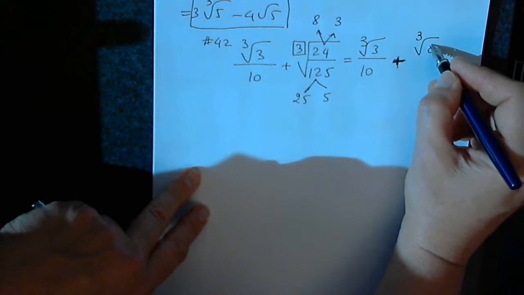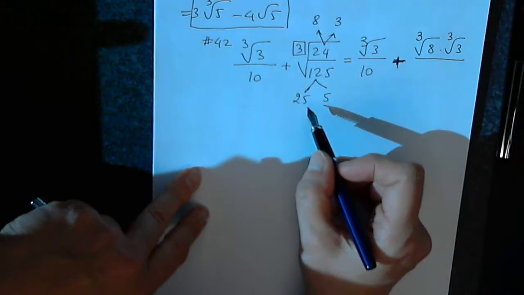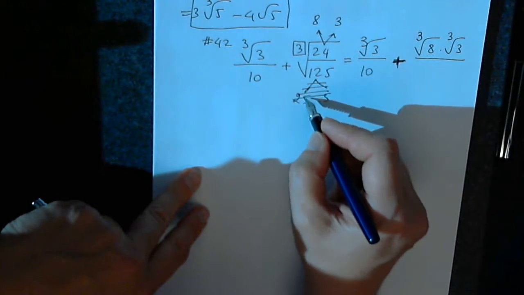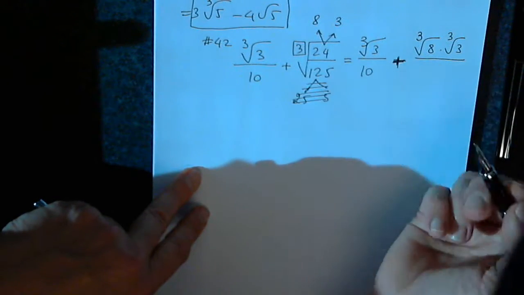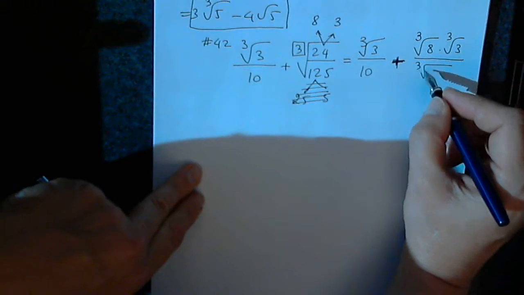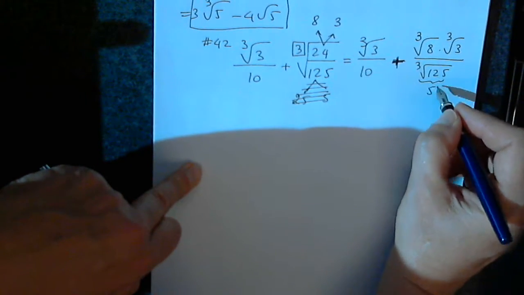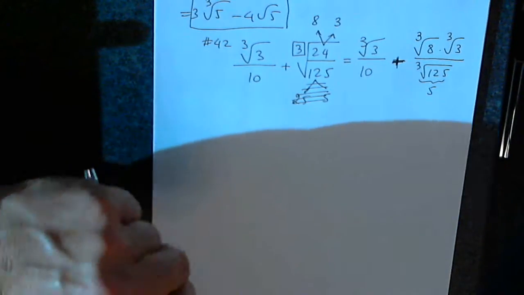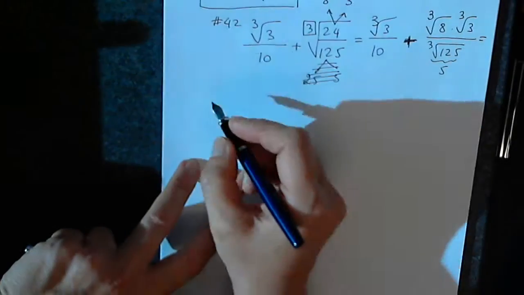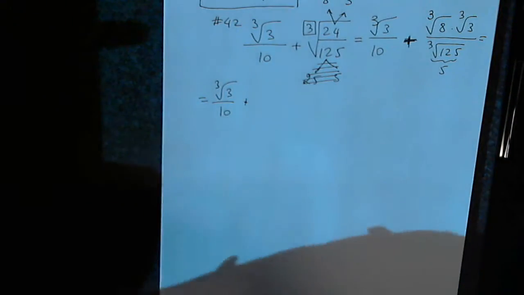So then we have the top, the cube root of 8 times the cube root of 3. Well, actually, it's the cube root. I'm sorry. I was still thinking of the square root. But the cube root of 125 is exactly 5. 5 raised to the third is 125. Sorry about that. I confused you. My mistake. So this is the cube root of 3 over 10 plus, how much is the cube root of 8?